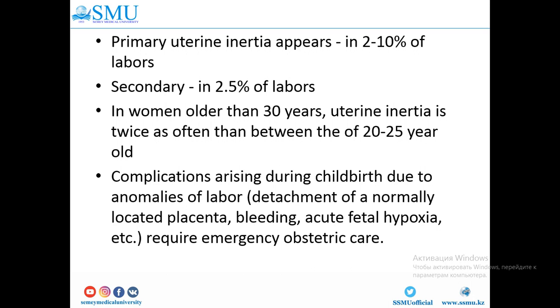Primary uterine inertia appears in 2-10% of labors, secondary in 2.5% of labors. In women older than 30 years, uterine inertia is twice as frequent as between the ages of 20-25 years old. Complications arising during childbirth due to anomalies of labor, such as detachment of normally located placenta, bleeding, and acute fetal hypoxia, require emergency obstetric care.